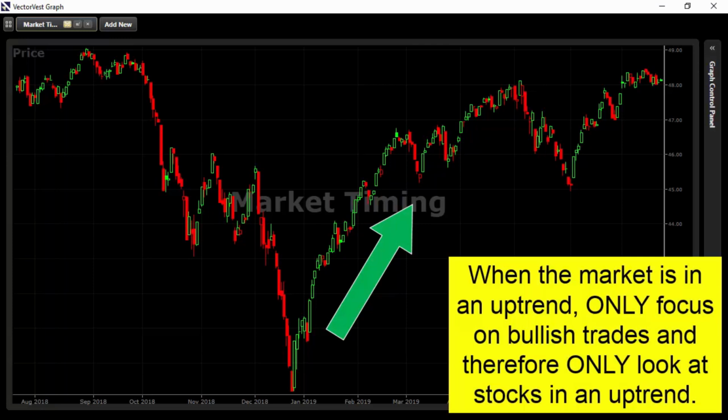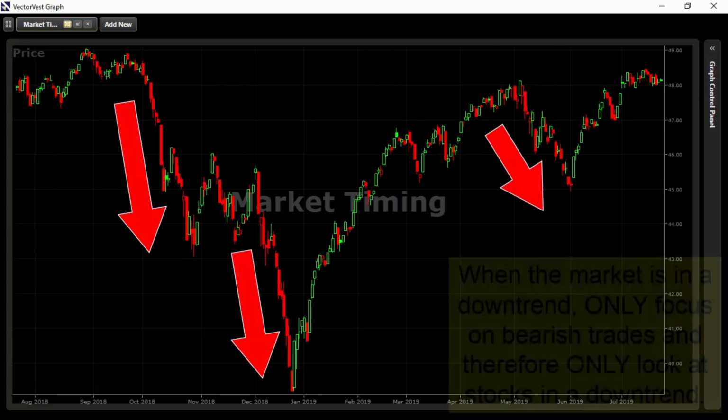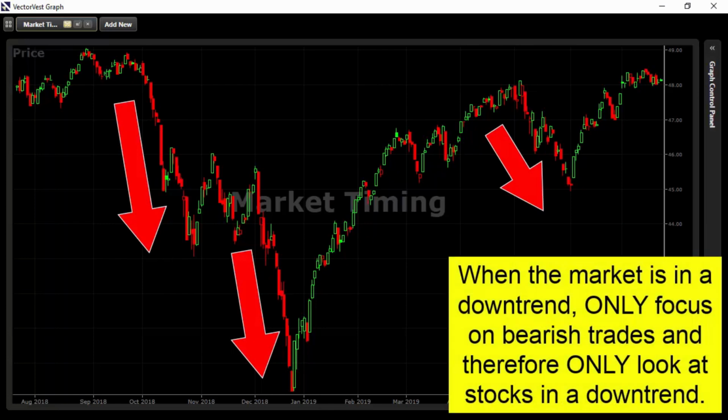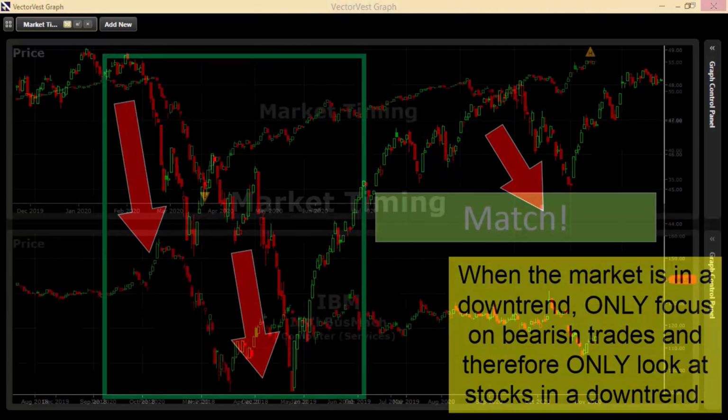When the market is in an uptrend, only focus on bullish trades and therefore only look at stocks in an uptrend. On the flip side, when the market's in a downtrend, only focus on bearish trades and therefore only look at stocks in a downtrend.